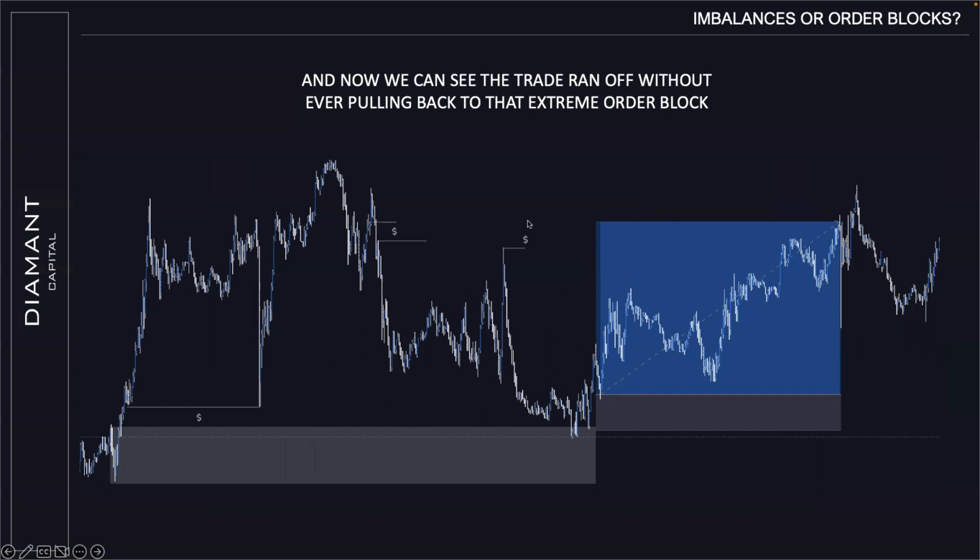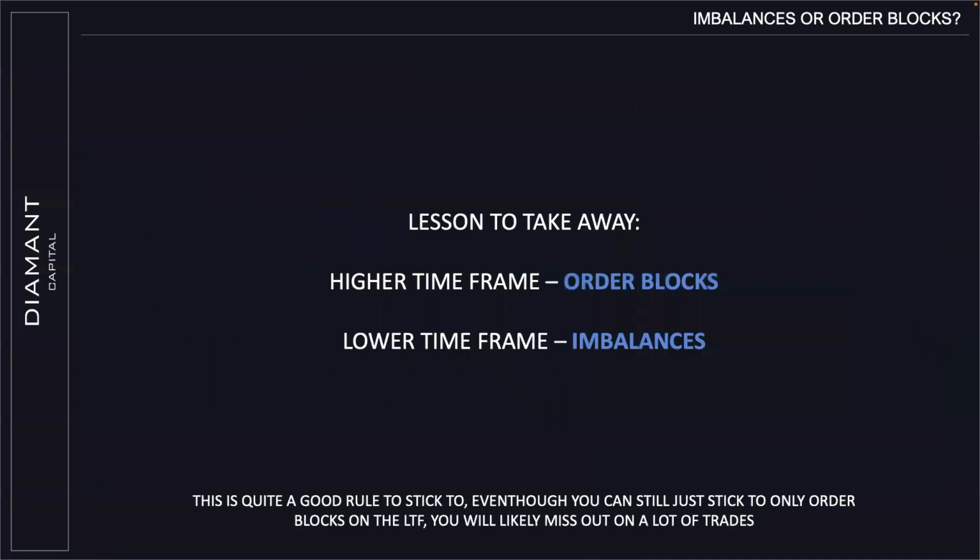So this is definitely one of the lessons, and this is the takeaway that I want you guys to have. The lessons to take away: on the higher time frame, what we do look at for entries would be the order blocks. On the lower time frames, we're going to be looking at areas of imbalances.